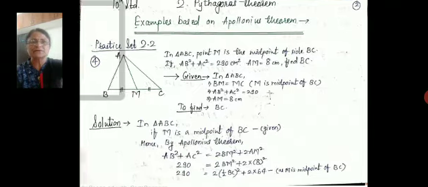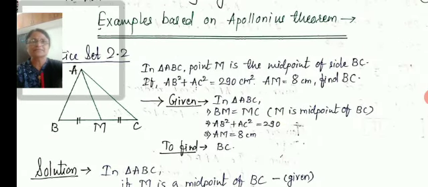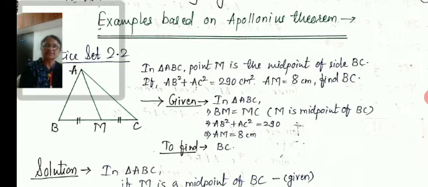Now in this figure, we can easily see in triangle ABC, point M is the midpoint of side BC. It is given that AB square plus AC square is 290 centimeter square. The median AM is given as 8 centimeter. Find BC. So in this example, we have to find BC, it means the base.